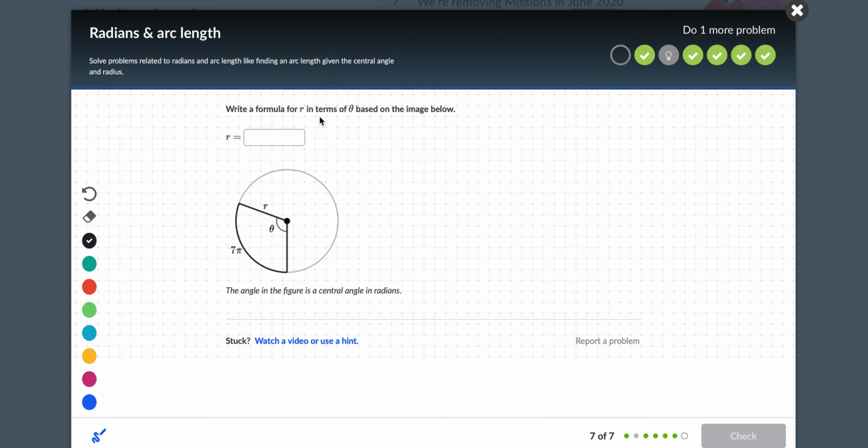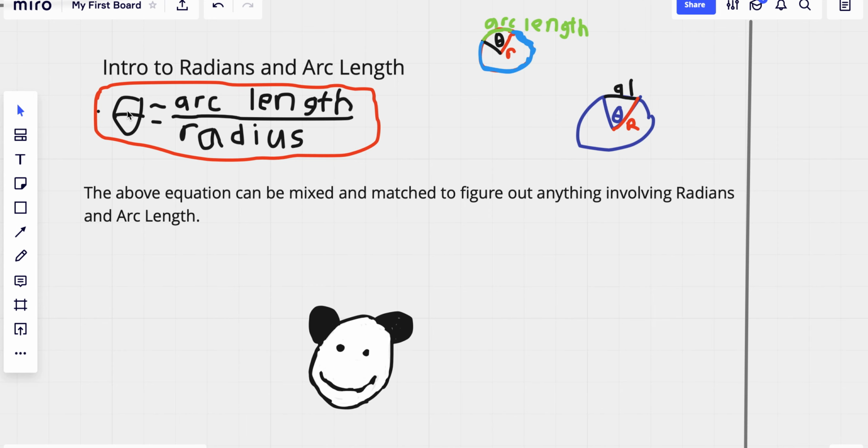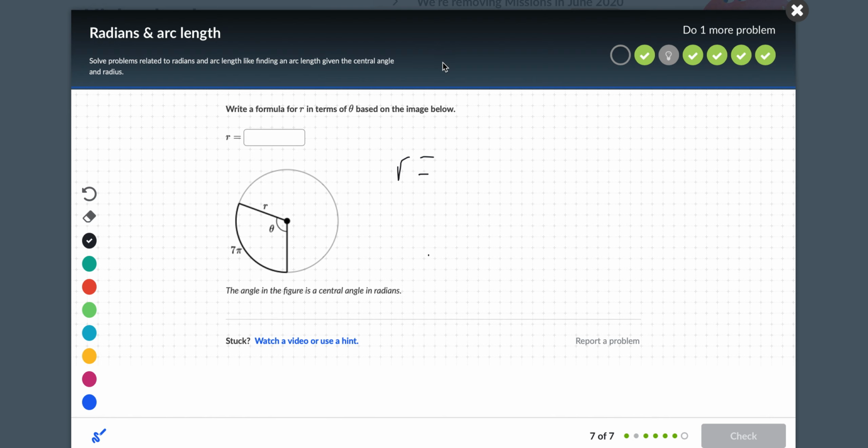Okay, write a formula for r in terms of the angle, based on the image below. So, the radius is the same thing. Using the original equation here, we can just flip-flop these two things, since we know multiplying both of them will get us to the arc length. So this is the final configuration of the equation. The radius is equal to the arc length divided by the opening.